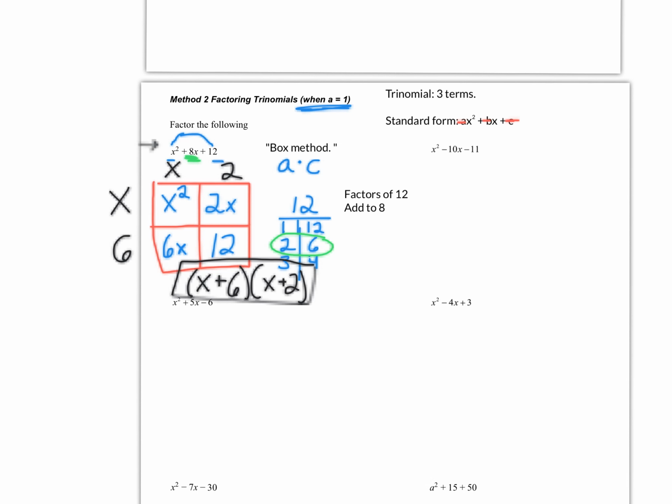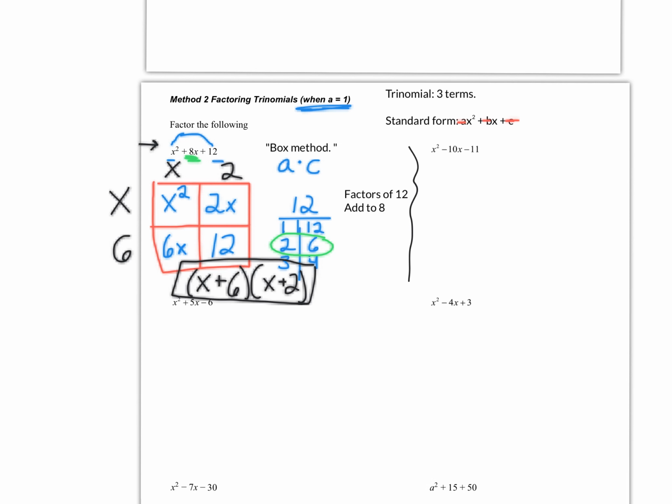And there we go. Now keep in mind, if I multiply these factors out, by definition, it'll definitely give me what I started with. It'll definitely give me that x squared plus 8x plus 12. Okay, so let's go to the next example over here.